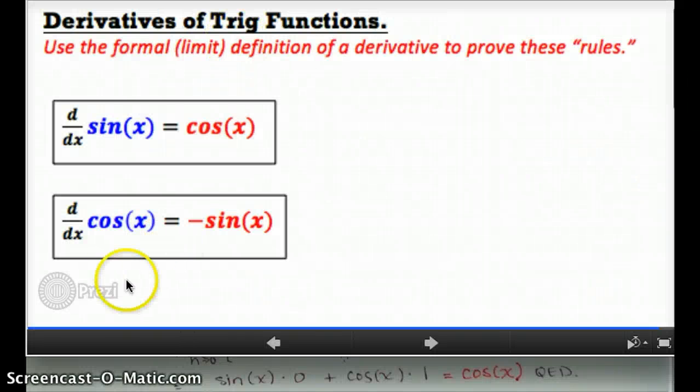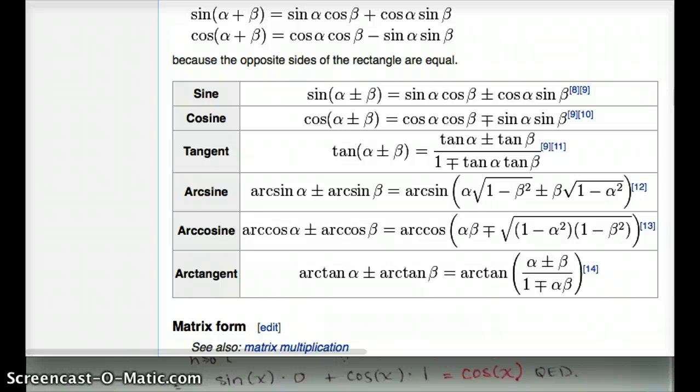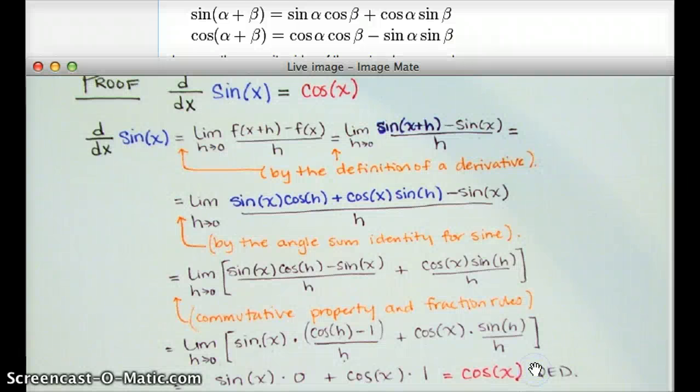I want you to try cosine. The proof is going to look very, very similar, and you're going to want to use one of the angle identities. So you're trying to prove that the derivative of cosine equals negative sine of x. I'll let you look at my work, and actually I'll keep the trig identity up here because you're going to want to use the cosine identity. Again, you're trying to find the derivative of cosine. Go for it.